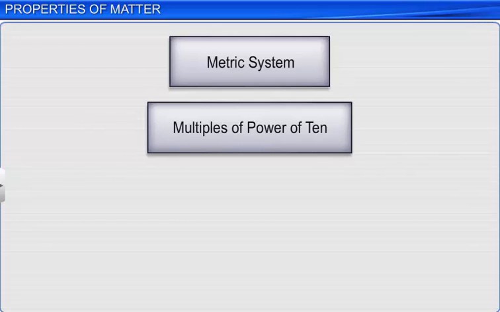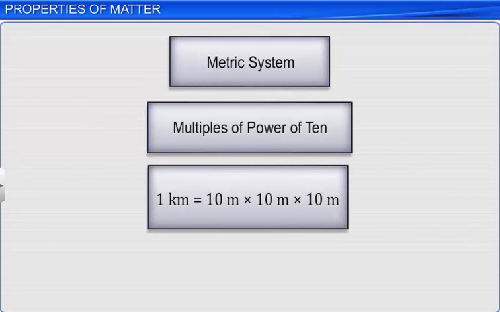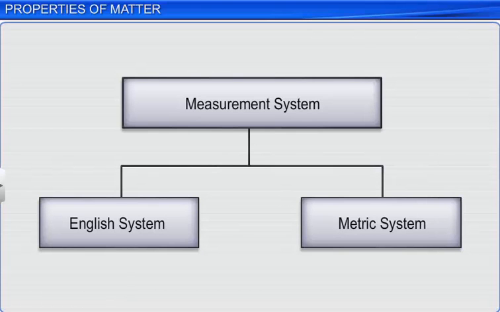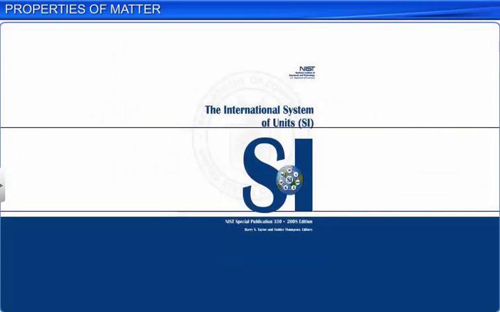For example, 1 kilometer equals 10 to the power of 3 meters. This system was found to be convenient and hence was used worldwide. In 1960, the metric system was improved at the General Conference of Weights and Measures to create a new system called the International System of Units, or SI, which is short for System International in French.